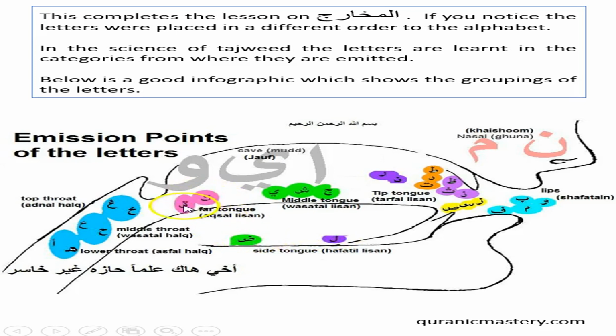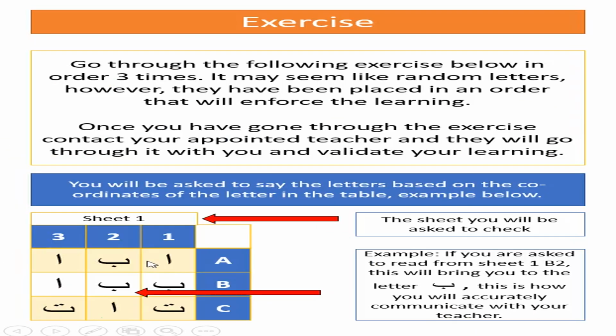Okay, and then you got the jim, sheen, ya, lam and dad. You got the kaf and the qaf. You got the ghain, kha, ain, ha, and the hamza and ha. So this is a good infographic for you to just have a quick look at where those letters would be coming from.